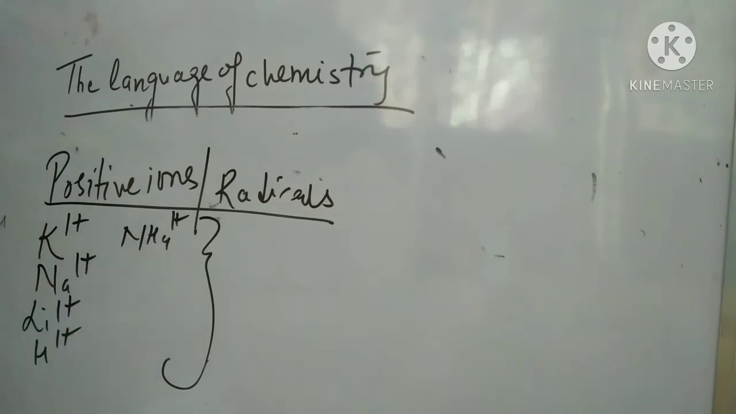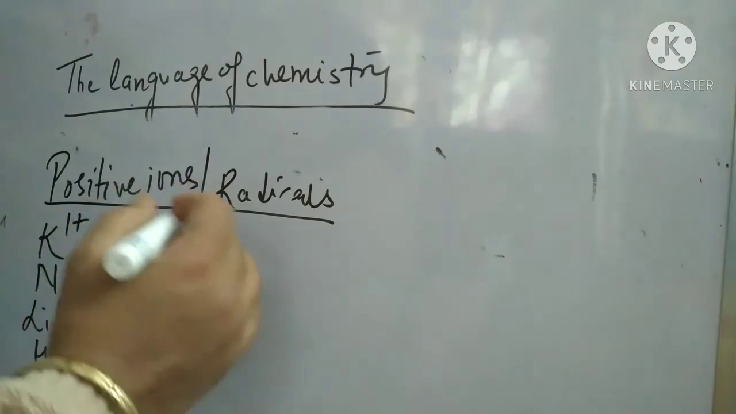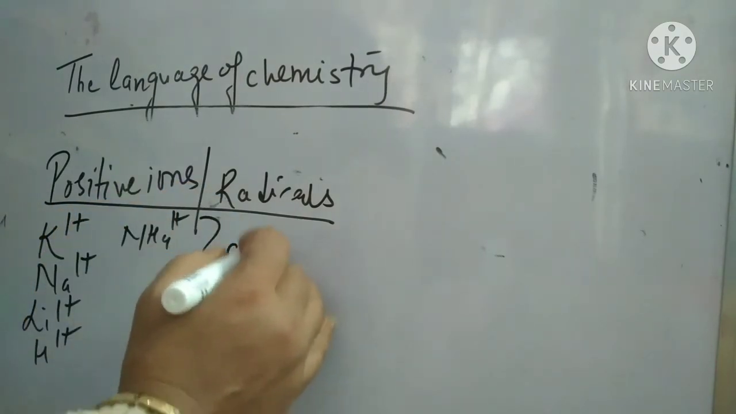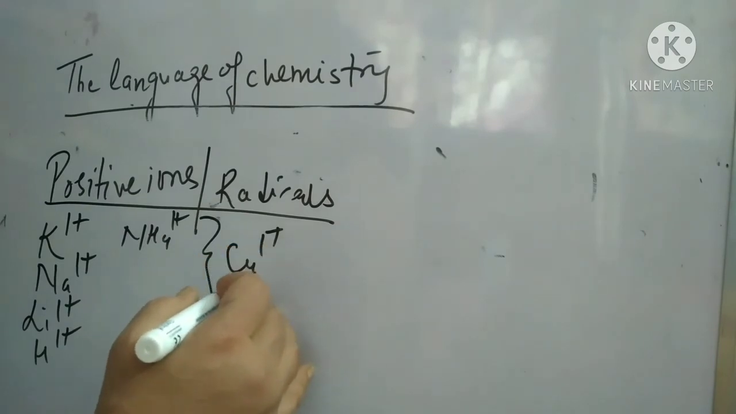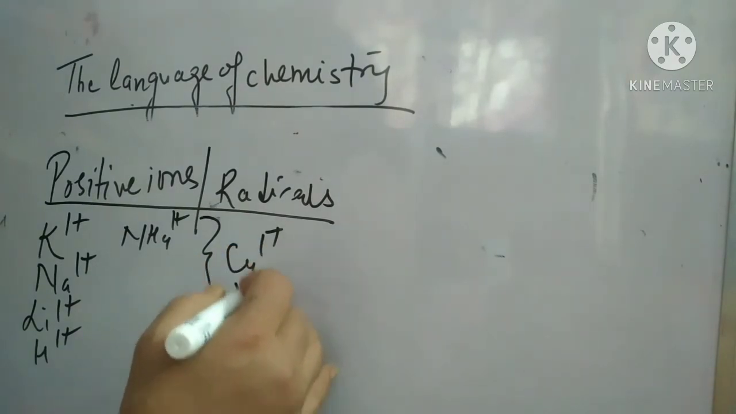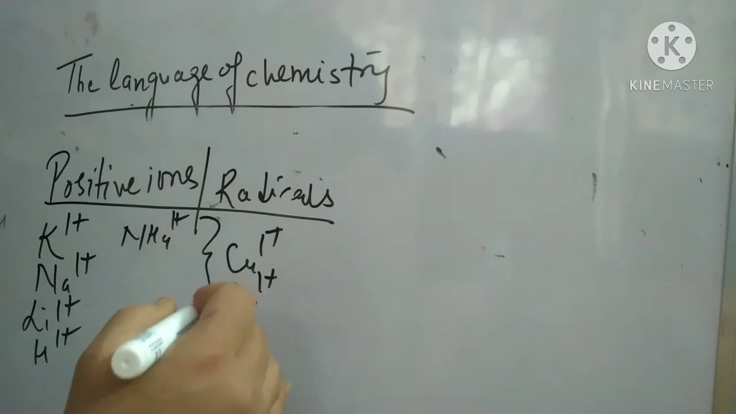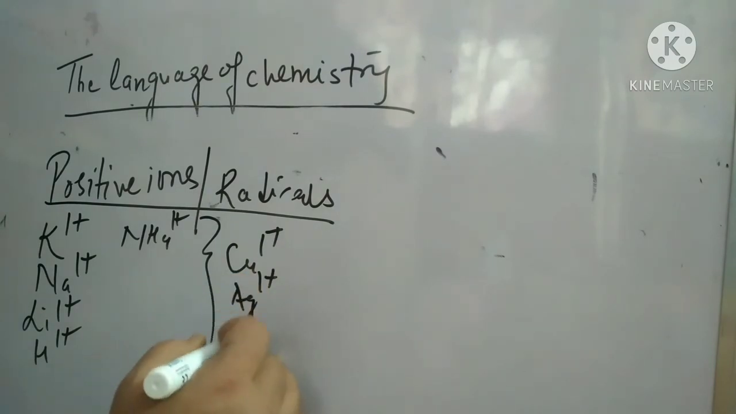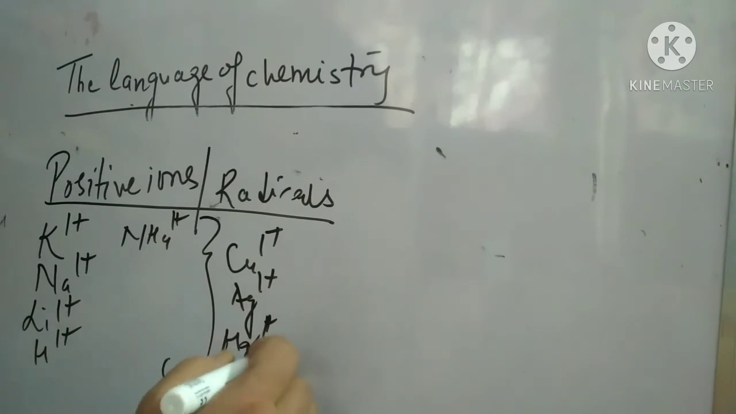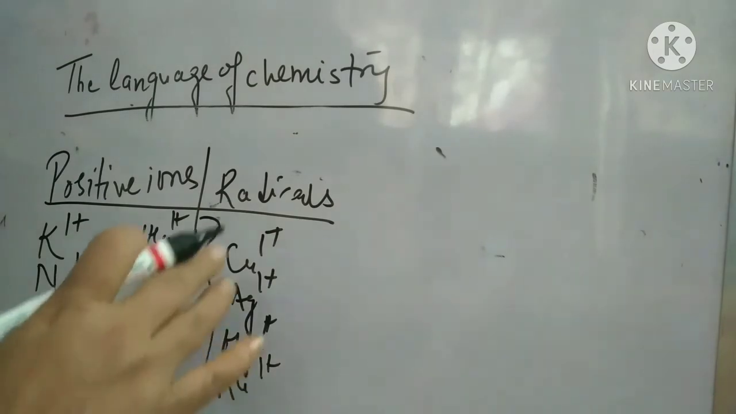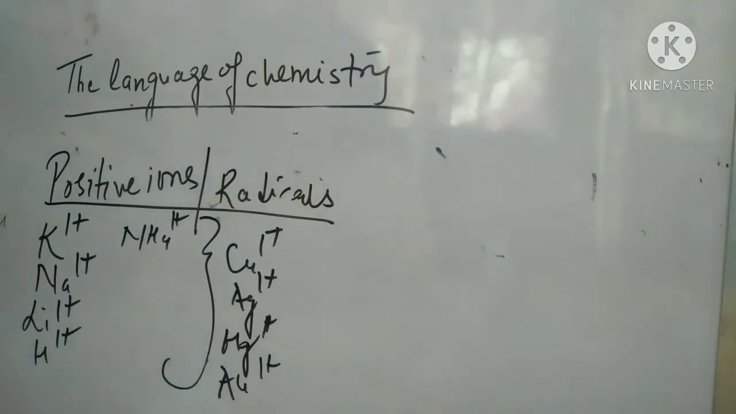If I speak about the variable valencies, cuprous, that is Cu1+, argenteous, that is Ag1+, mercurous, that is Hg1+, and aurous, that is gold, Au1+. Now all these are again monovalent elements.